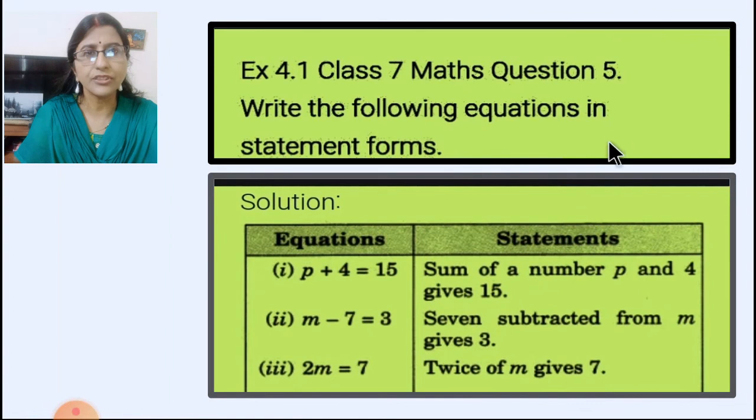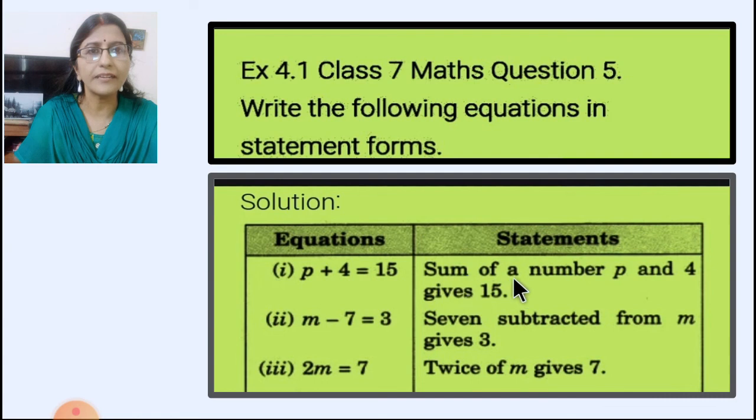Now next is question number 5. Write the following equations in statement forms. Here they have given the equation and we will have to just write the statement. We'll have to convert this into statement form. So p plus 4 is equal to 15. Just now we have learned from statement to equation, now from equation to statements.